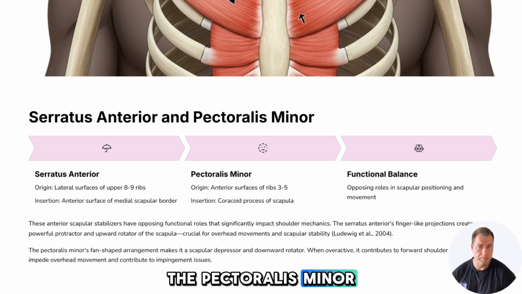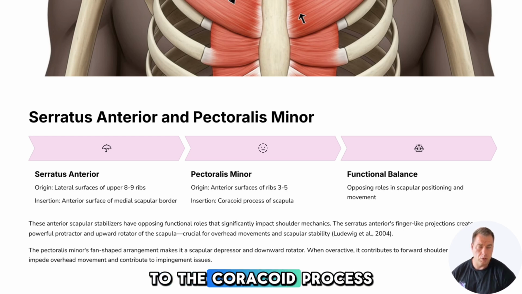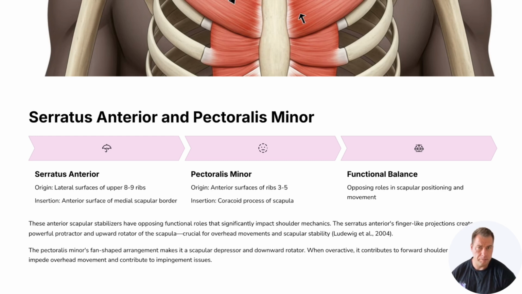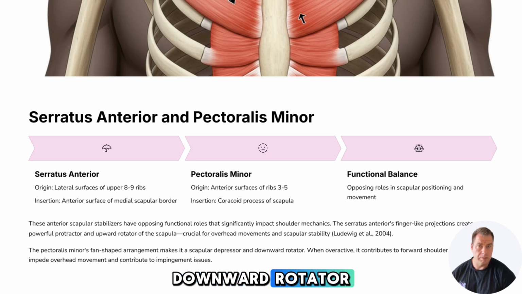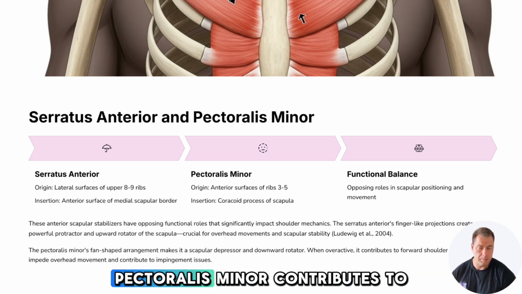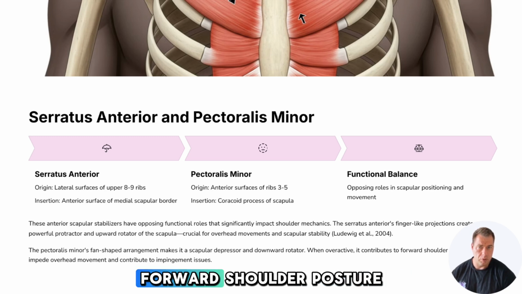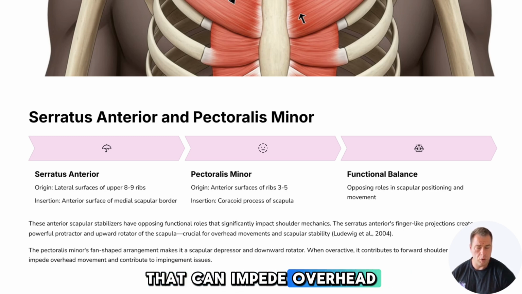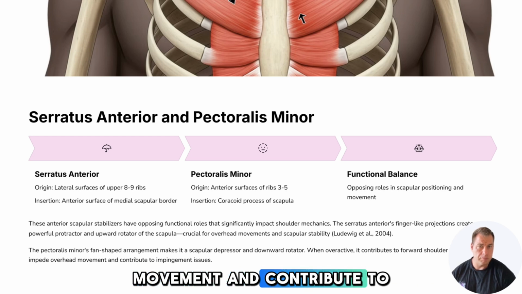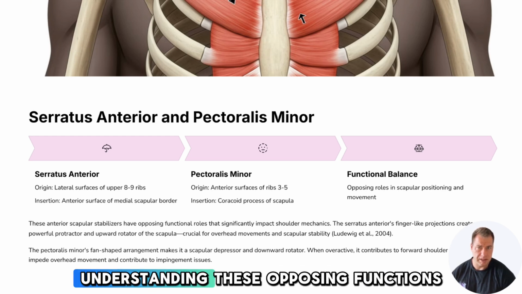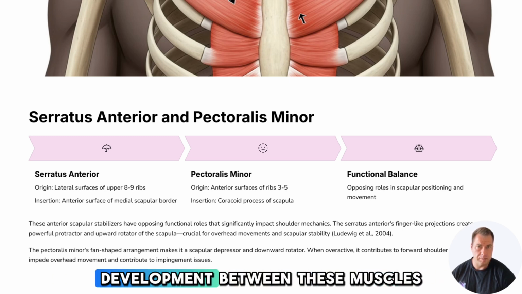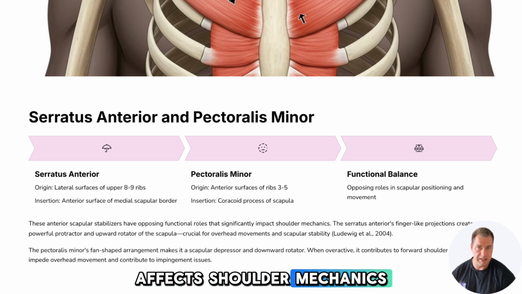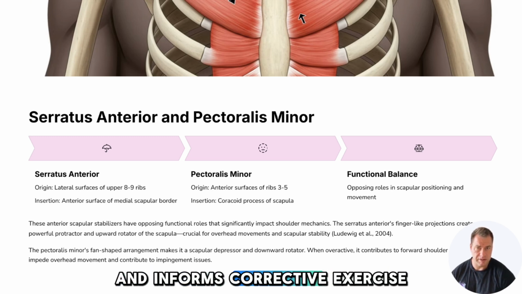The pectoralis minor attaches from the anterior surfaces of ribs 3 to 5 to the coracoid process in a fan-shaped arrangement. This positioning makes it a scapular depressor and downward rotator. When overactive or shortened, pectoralis minor contributes to forward shoulder posture that can impede overhead movement and contribute to impingement. Understanding these opposing functions helps explain how imbalanced development between these muscles affects shoulder mechanics and informs corrective exercise strategies.